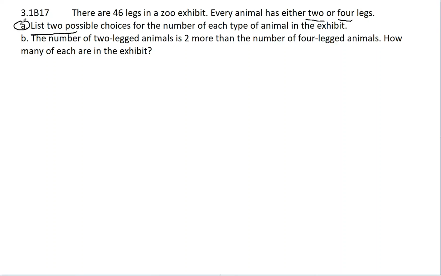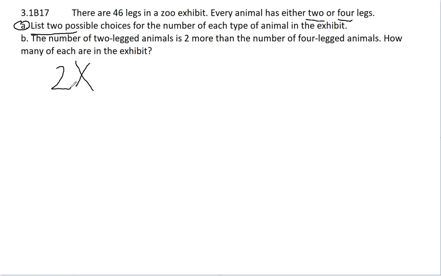So let's do letter A first. Let's assign a letter to each type of animal. So let's say that X is 2-legged animals. So now we know that whatever value we assign to X, you multiply it times 2 and you'd get the number of legs for 2-legged animals.